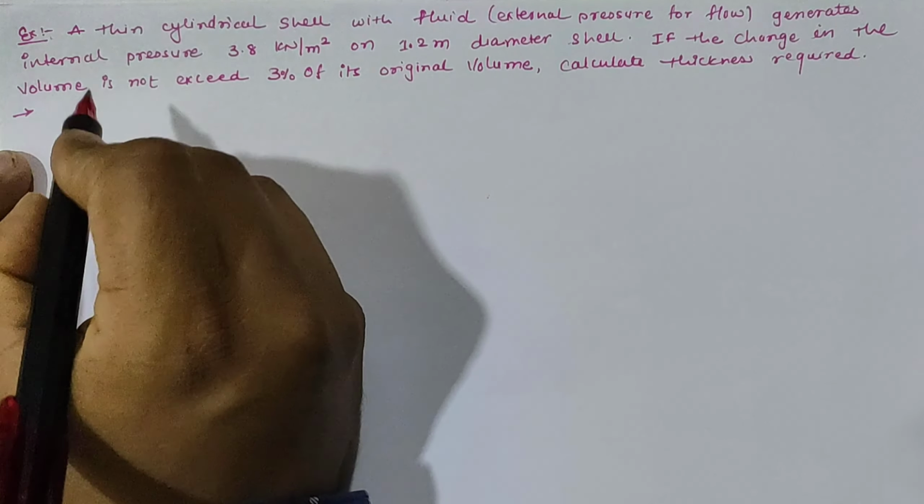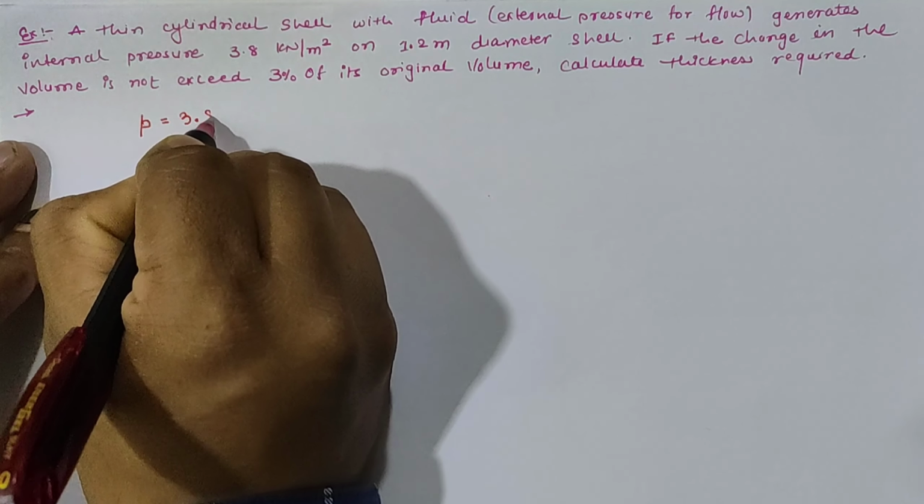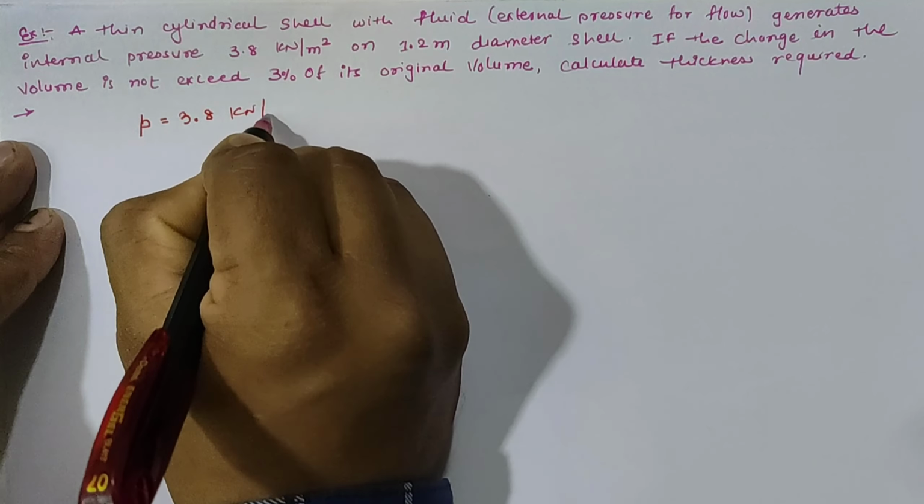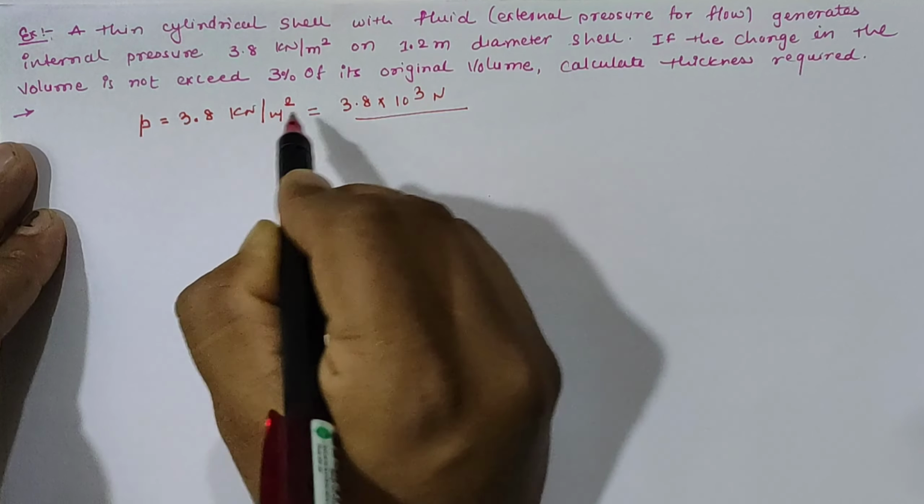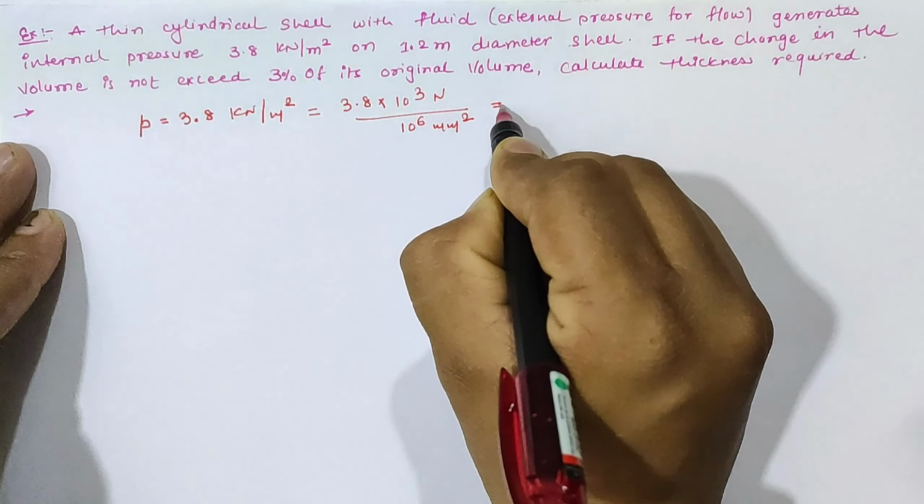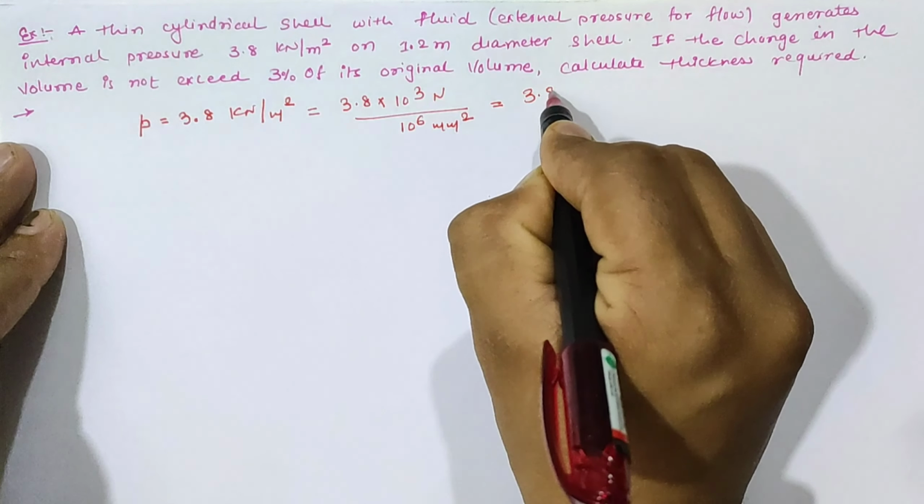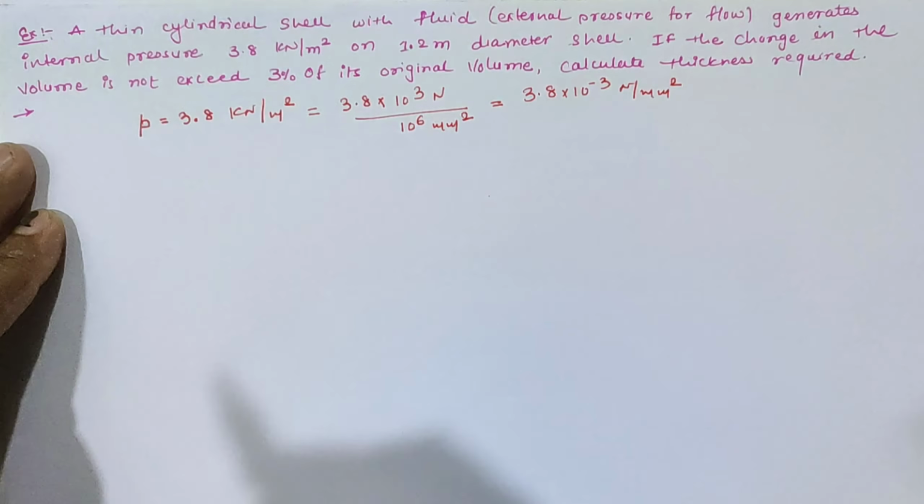square. It means we have been given the pressure value as 3.8 kilonewton per meter square. Now if we convert the pressure in terms of newton per mm square, we take 3.8 kilonewton as 3.8 into 10 raised to 3 newton, divided by 1 meter square, which is 10 raised to 6 mm square. So the value is 3.8 into 10 raised to minus 3 Newton per mm square.